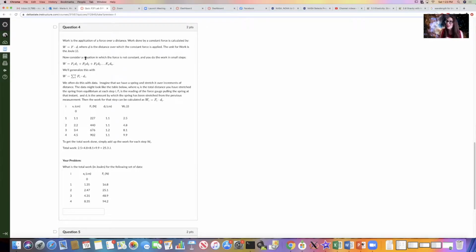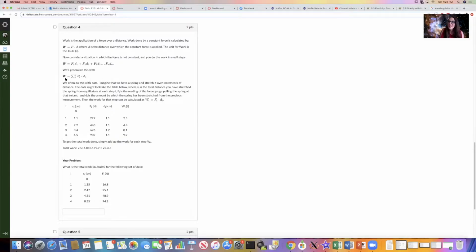Consider a situation in which our force is not constant and you must do the work in small increments. So the total work that you do is going to be equal to the force that you apply over a tiny distance, plus a different amount of force times the tiny distance over which you've applied that force, and so on, all the way out to however many times you change that force, times the distance over which that force was applied.